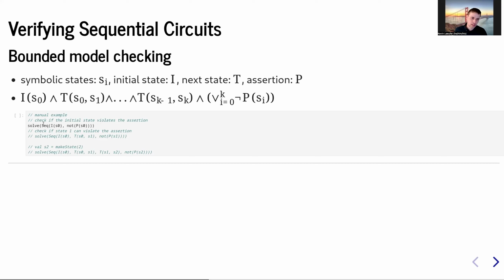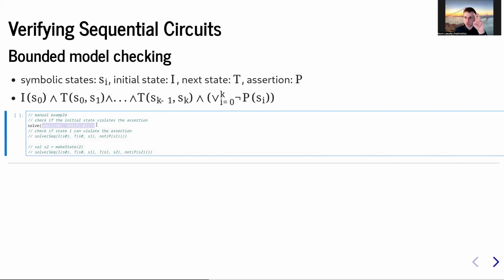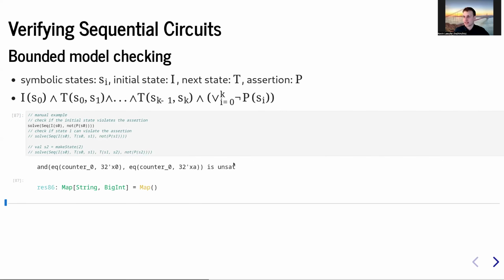So here we just look at the first unrolling, the first step. We say we have a state S0, and the state is the initial state, right? That's what we said. The I means it's the initial state. And then we ask, is there a way that the assertion cannot hold in this initial state? And the solver will tell us no, it's unsatisfiable. So there's no way to violate it. And that's great, right? So then we go to the next step.